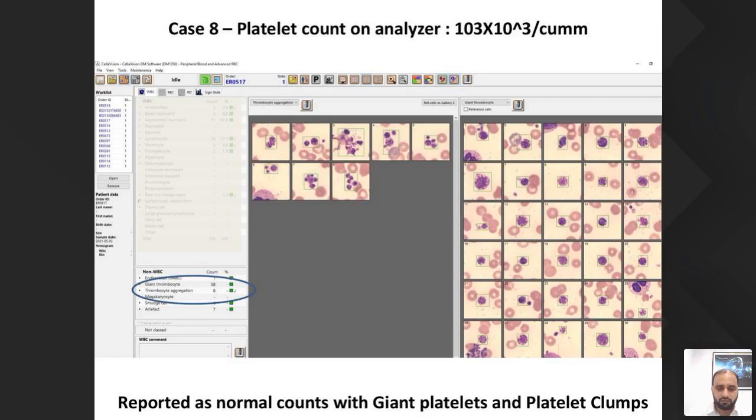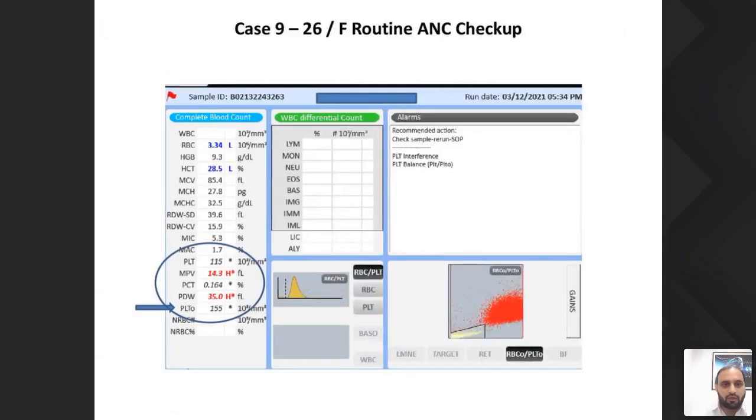and we would then have counted it through an analyzer to give a more accurate result. Most likely this is an EDTA-induced thrombocyte aggregation. So not only giant platelets, we can also see thrombocyte aggregates.